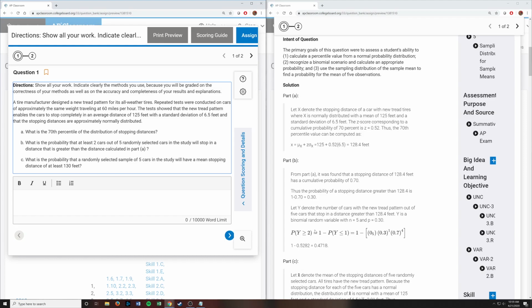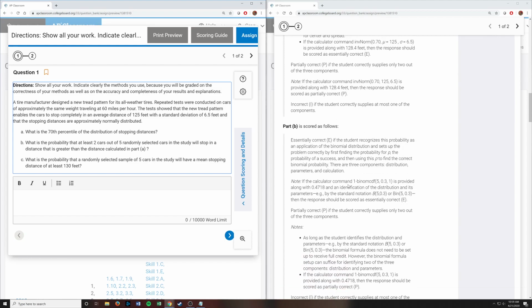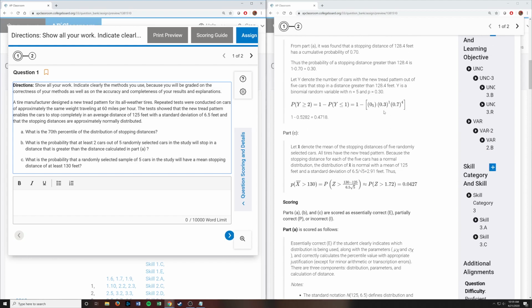You would have to do the complement rule. So that's 1 minus the probability that it's less than or equal to 1. And they write the binomial formula here to get 0.4718. So again, let's look at how this is graded and how what you put down could influence what you need and what you don't, because you probably wouldn't write it this way. This was back from 2009, so some things are a little different now than they were then, and I'll let you know what those are. You would not be expected to write this.